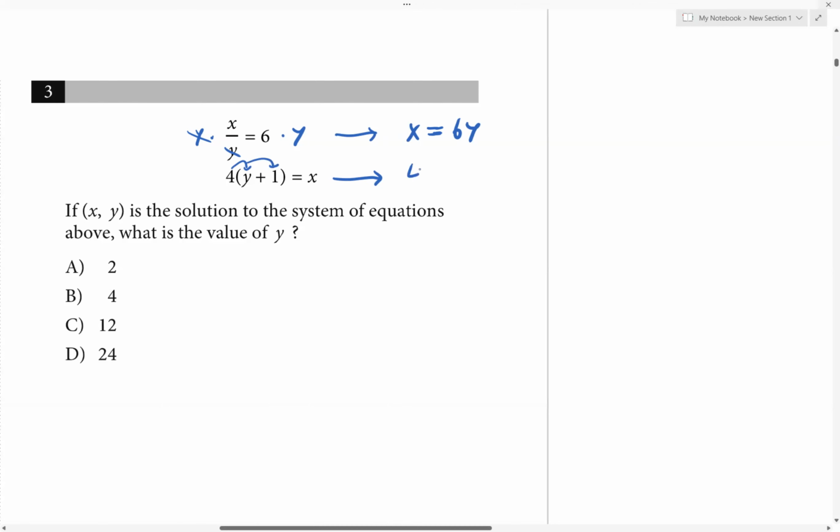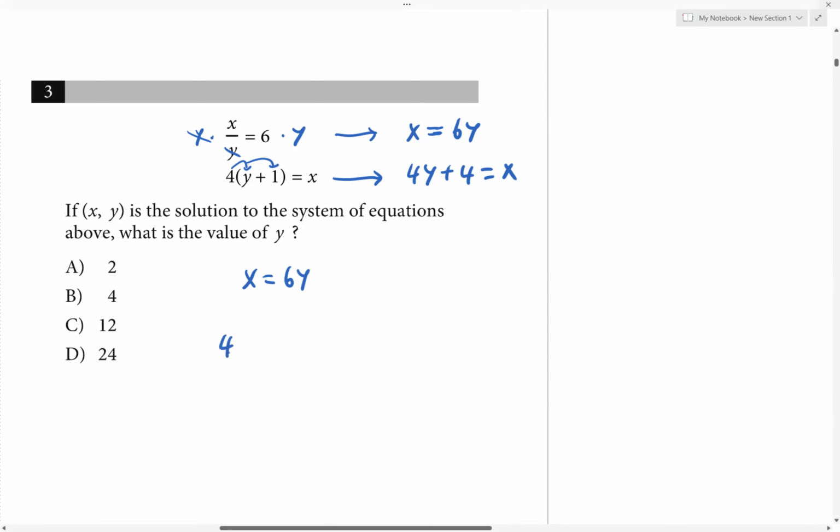So this will give us 4y plus 4 equal to x. Yeah, 4y plus 4 equal to x. So once we have that, I think it's probably easier to do a substitution for this one, because you see the first equation, we already have x equal to something, right? We already have x by itself, x equal to 6y.